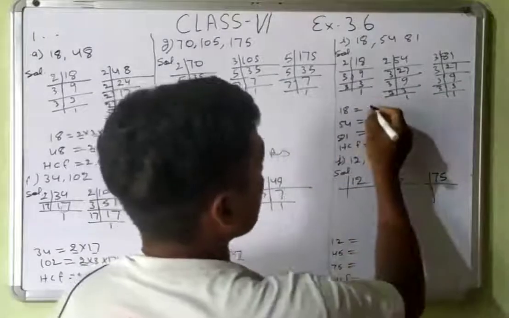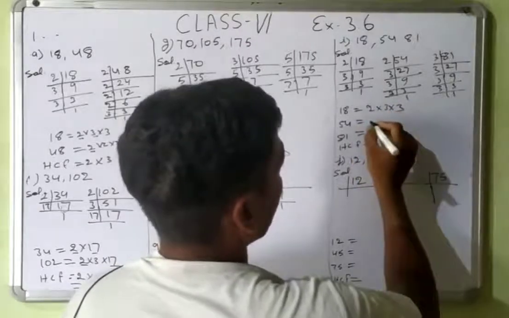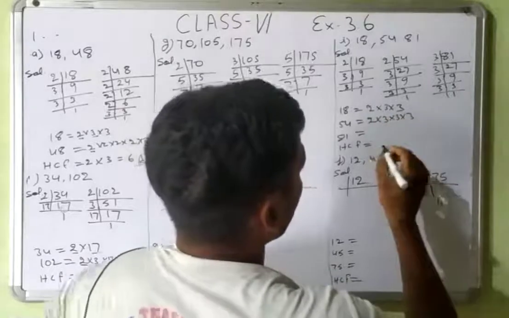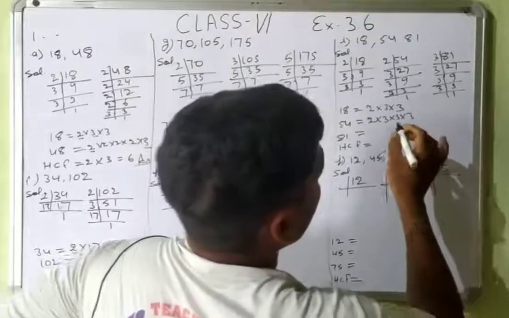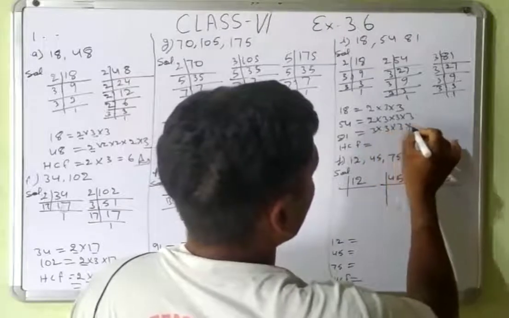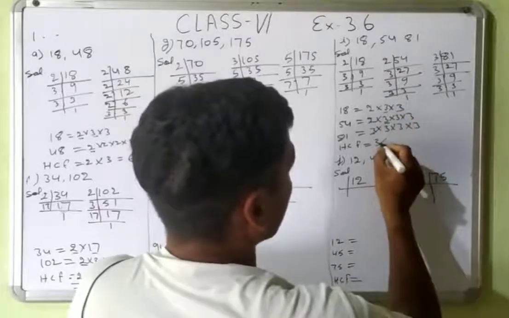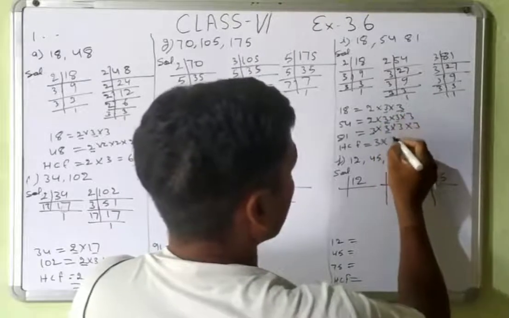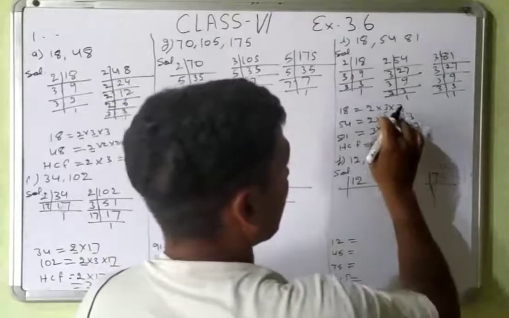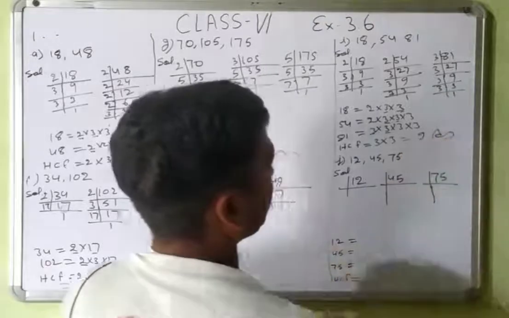So the factors of 18 are 2 into 3 into 3. The factors of 54 are 2 into 3 into 3 into 3. The factors of 81 are 3 into 3 into 3 into 3. So this 3 is common. So this 3 is also common. It means these 3s are in all cases. So that will be 3 threes are 9, which is the answer.